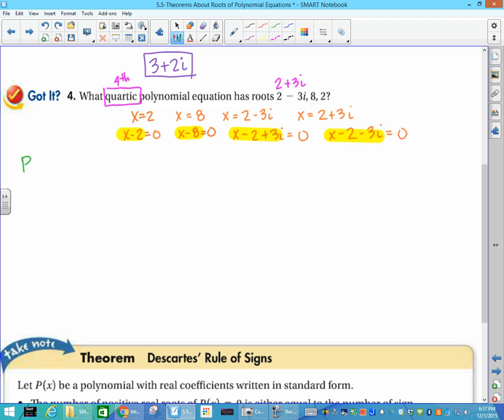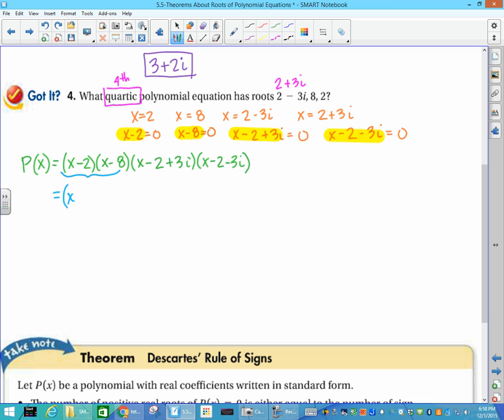So watch what's going to happen here. This means that p of x equals x minus 2, x minus 8, x minus 2 plus 3i, and x minus 2 minus 3i. That's my polynomial. I need to multiply it out. I got to get rid of those i's. So you FOIL this part. I'm going to do this part, and then I'll take care of the other part. When I FOIL it, I got to keep it in parentheses.